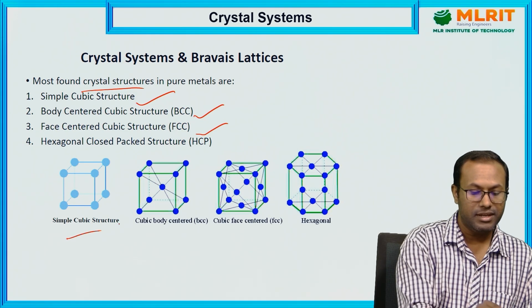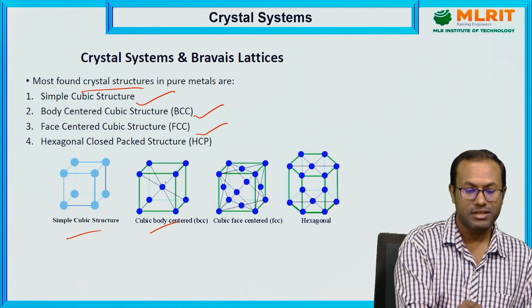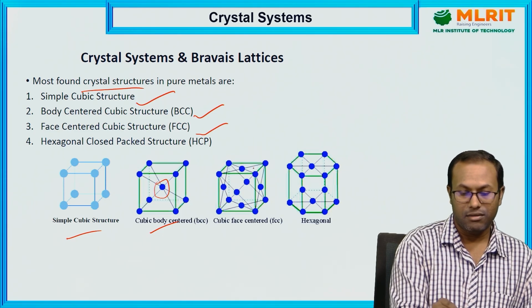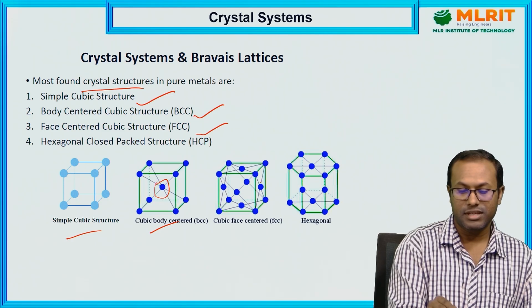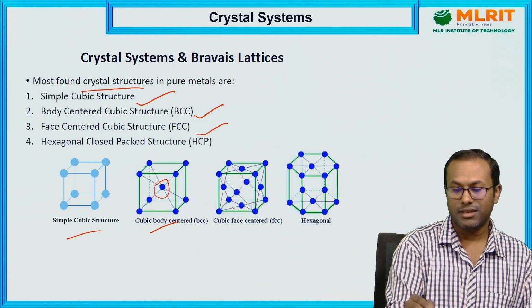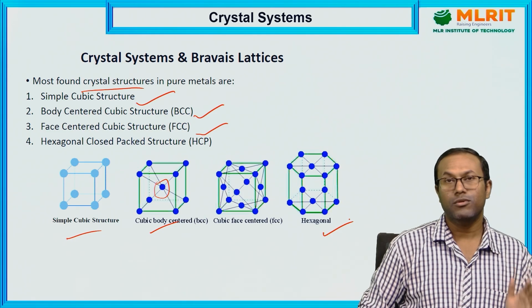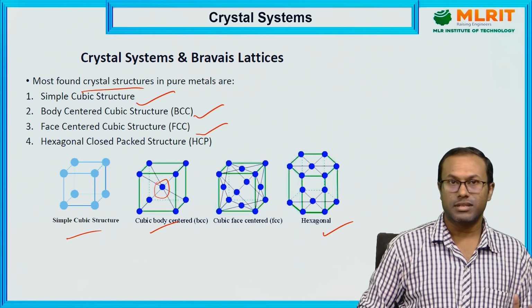Simple cubic and body centered cubic were already discussed. In body centered cubic there is one atom at the body center. In face centered cubic, all the corner atoms are there, as well as atoms on each and every face. The hexagonal structure is also shown. So these are the most commonly found crystal systems.